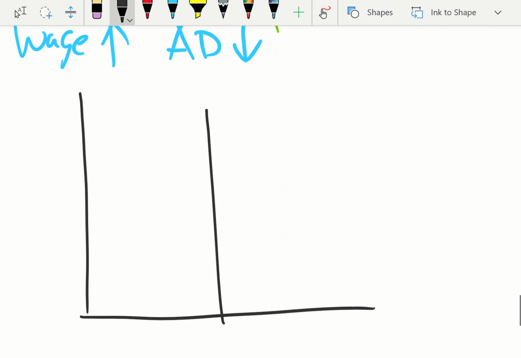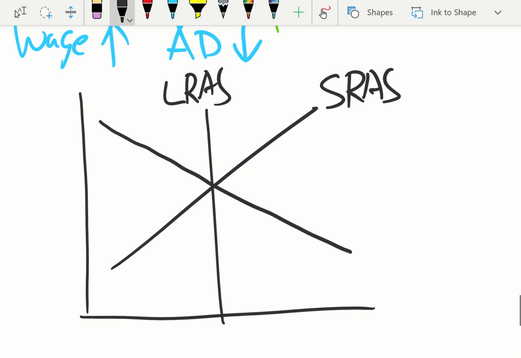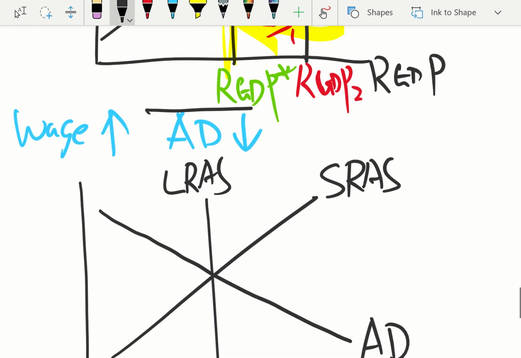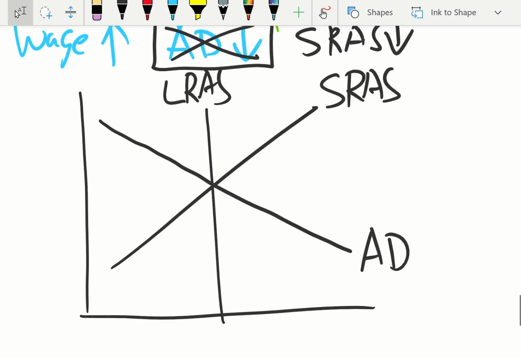Okay. So short run aggregate supply curve. The mistake I made is right here. This is the mistake I made: that when you have a wage increase, your aggregate demand curve wouldn't change. What changes is your short run aggregate supply curve. This will decrease.